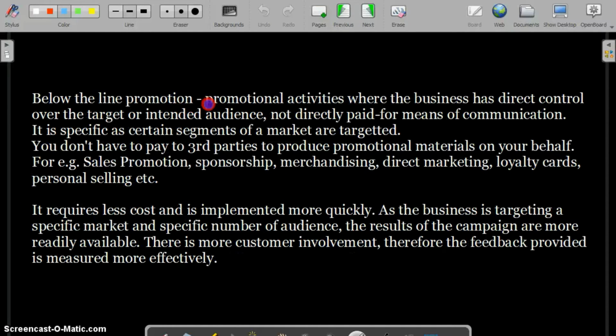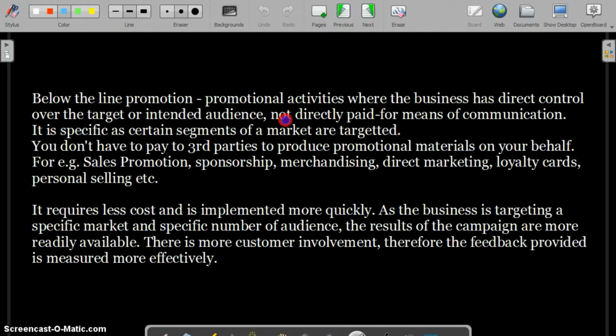Below the line promotion is basically promotional activities where the business has direct control over the target or intended audience. They are not directly paid means of communication. Over there, in above the line, you have to pay for communication. Over here, you don't have to pay for it. You just arrange it yourself.